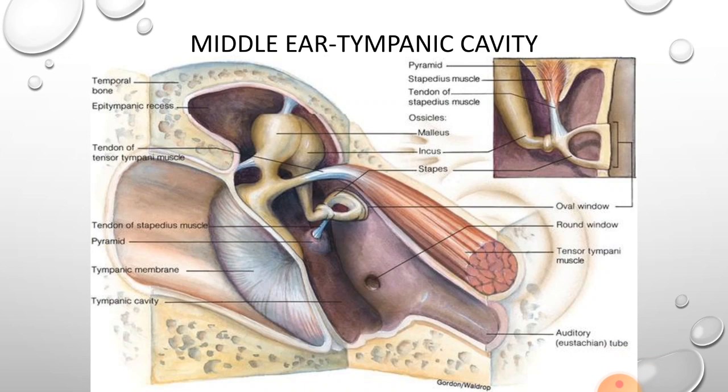After discussing the important features of the external auditory meatus and the auricle, which was the external ear, now we move on to the next part of the ear, which is the middle ear cavity or the tympanic cavity.